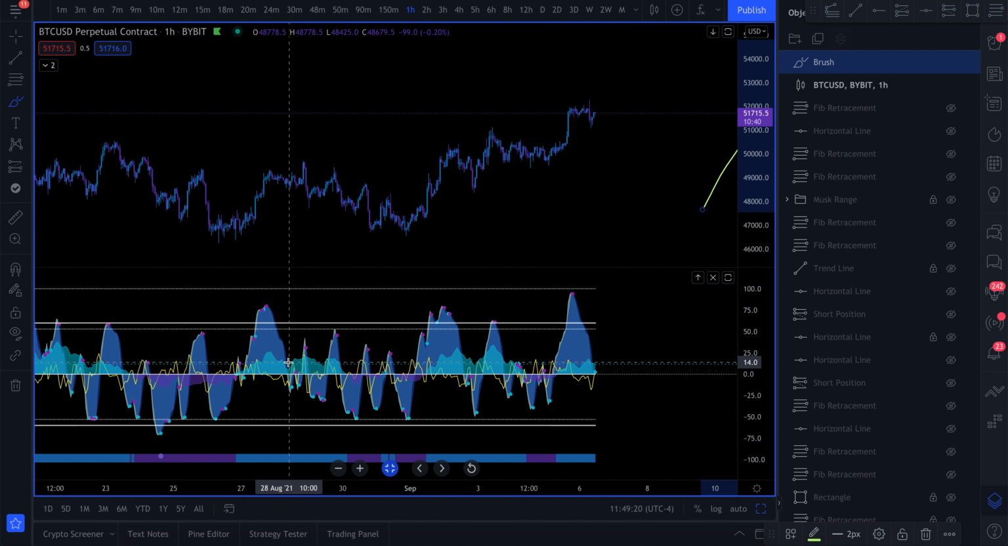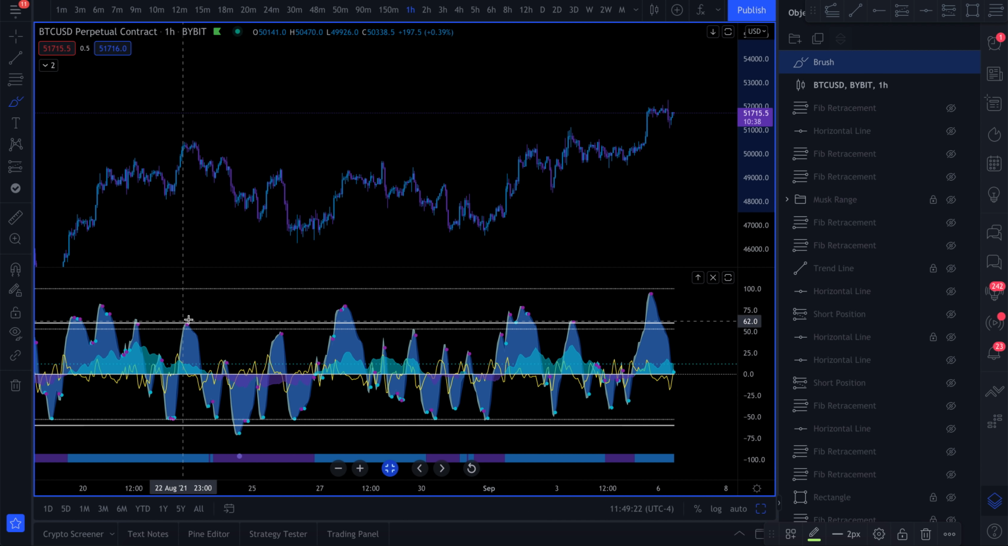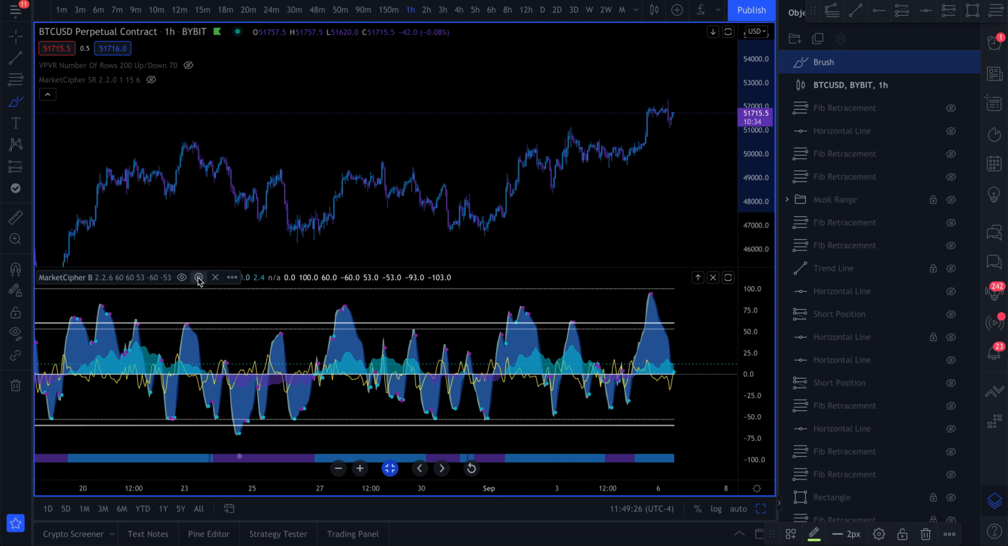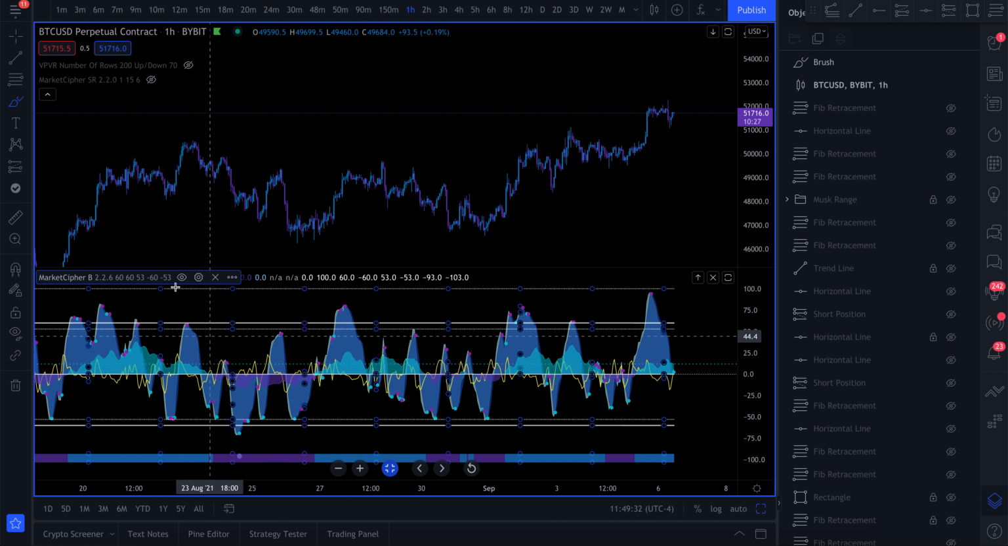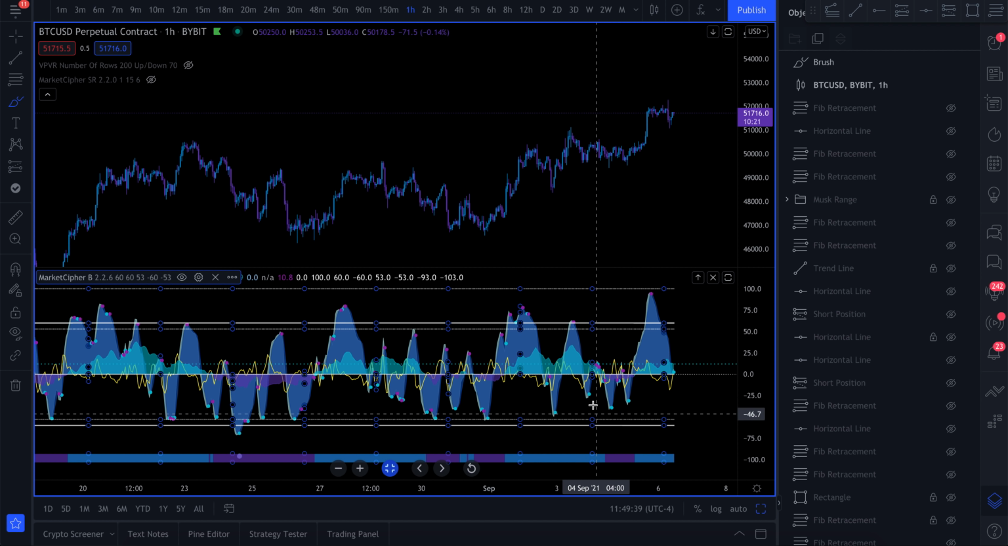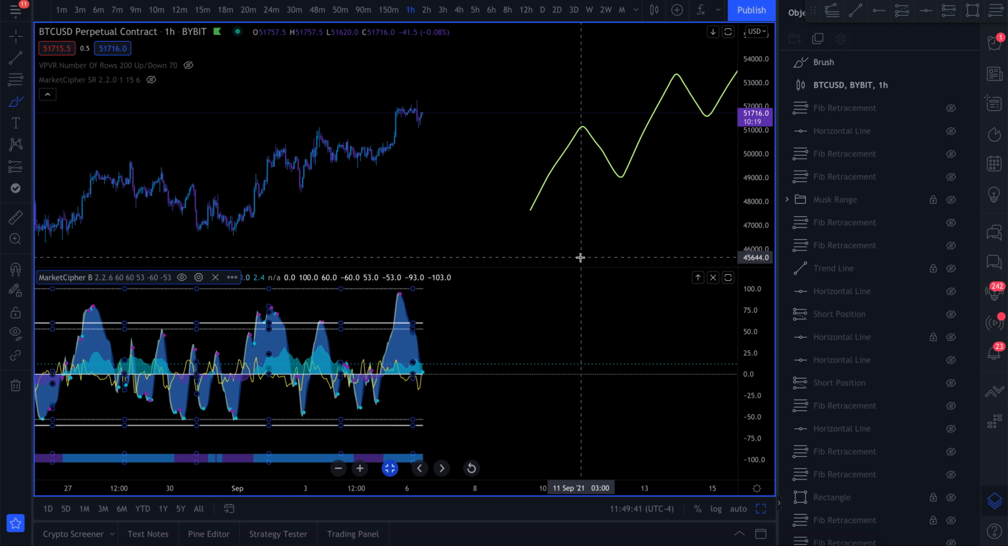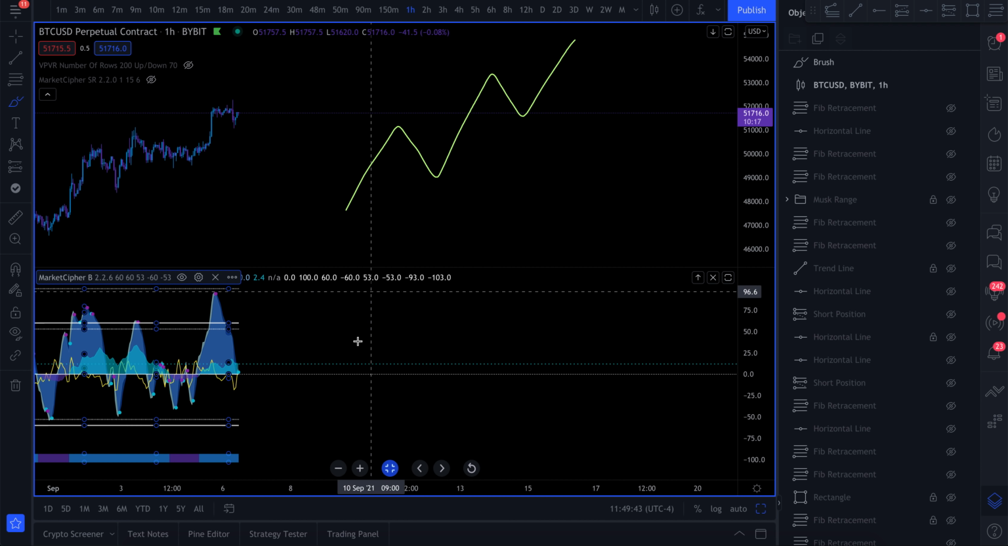We will look at these momentum waves, and if you're new to Market Cipher B, these blue things are called momentum waves. Let me just quickly turn off everything. I'll turn off the VWAP, turn off the money flow. These are the momentum waves. These big blue humps, and you'll see that when they come to a top, the price starts to come down. When they come to a bottom, the price starts to come up, right? And they usually mirror each other.